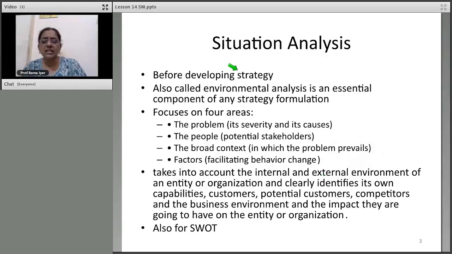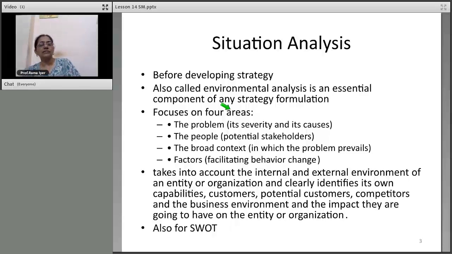So situation analysis has to be done before developing the strategy, right? So what is situation analysis? Basically what we are saying is, it is also called, first of all let me go through what they have said, it is also called environmental analysis, right? Basically you find out what is the exact scenario. It is an essential component of strategy formulation. What is the environment like? Focus is on 4 areas, right? Unless you do that, you can't keep your strategy up to date.